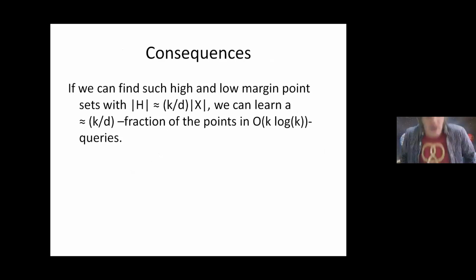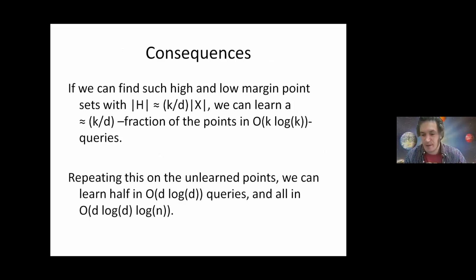And so, suppose that we could find such high and low margin point sets. Suppose that the size of H were something like k over d times the size of X. Then we can learn a k over d fraction of all of the points in something like k log k queries. And in particular, if we just keep on repeating this until, say, the sum of all the k's that we have used is d, then over that time we've used something like d log d queries, and we've learned a constant fraction of our points.